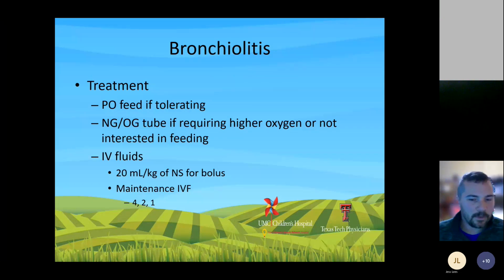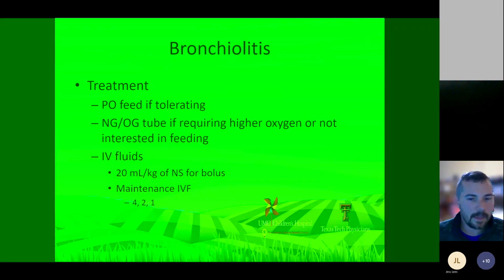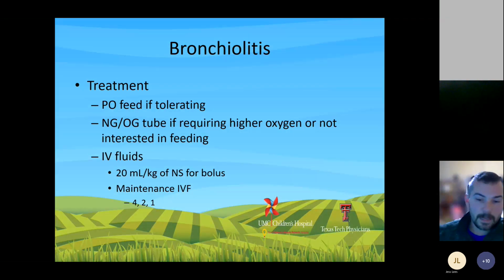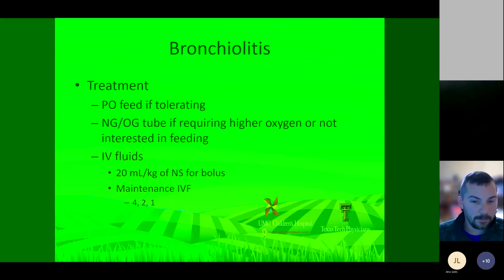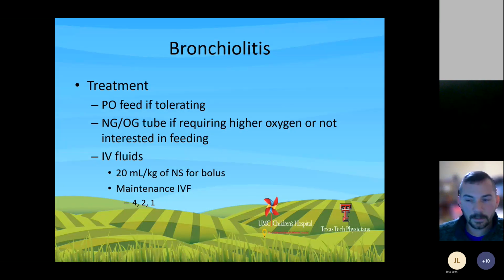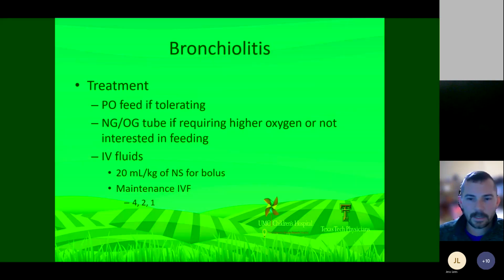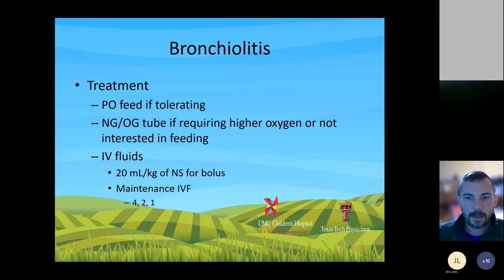Maintenance IV fluid, so we use the 4-2-1 method. Easy method to remember. 4 mLs per kilo for the first 10. So if you're at 10 kilos, you're at 40 mLs. 2 mLs per kilo for the next 10, up to 20, and then 1 for every one after. Highly recommend, if you don't know that, write it down. That's quick and easy, so you can check your clinician's orders, or your orders if you're writing them, to know, okay, this is what we should use for fluids.